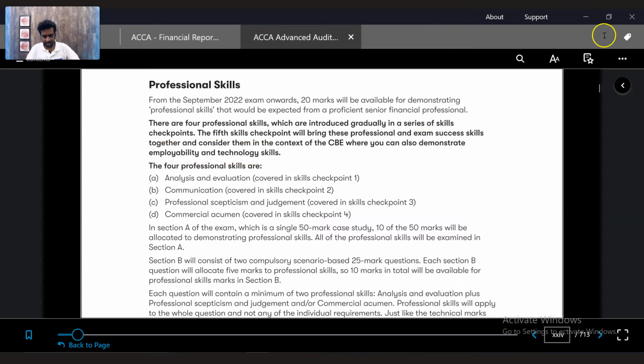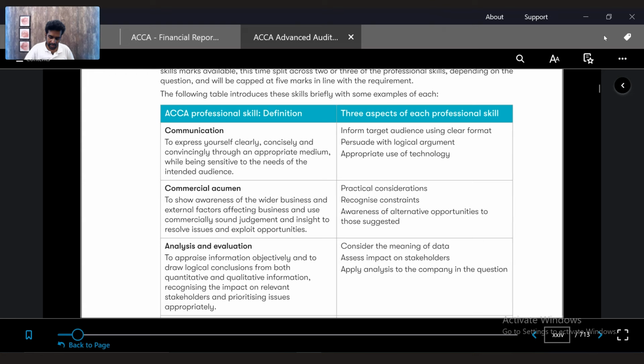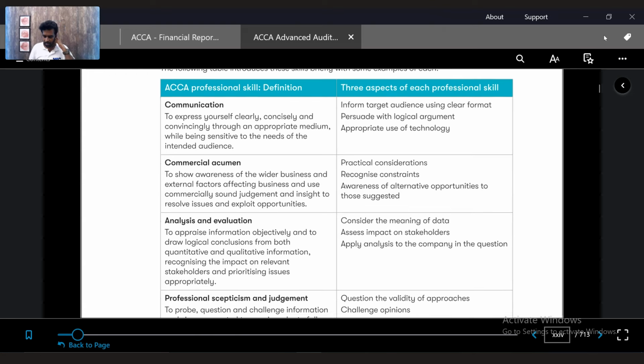But let's try to understand what these 4 skills are all about. Let's first start with C, the communication part. As an ACCA professional, communication is very important for a student. Now, when we say communication, what is communication all about? Expressing yourself, like what is going through your mind. If the other person has understood it, that's what is called communication.